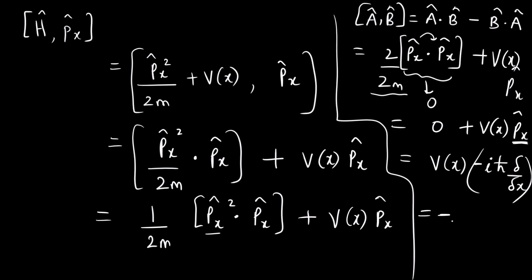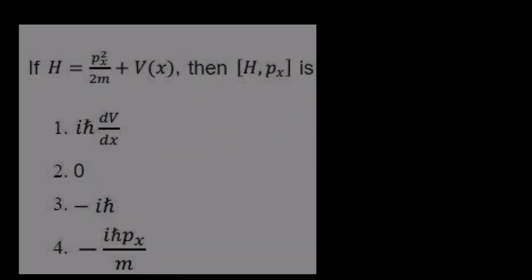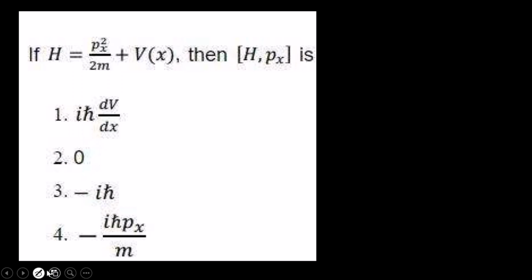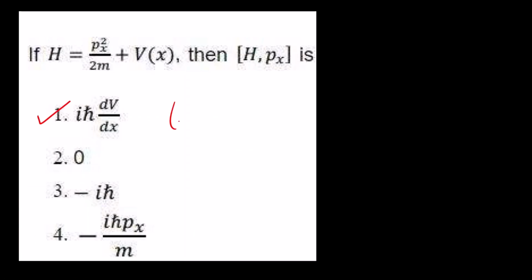So this we can rearrange and write minus i h cross del by del x into Vx. If I want to write it in terms of the complete derivative rather than the partial derivative, it will be minus i h cross dVx by dx. This is going to be the final answer. So what is the correct answer? Minus i h cross dVx by dx. The correct answer is Option 1.